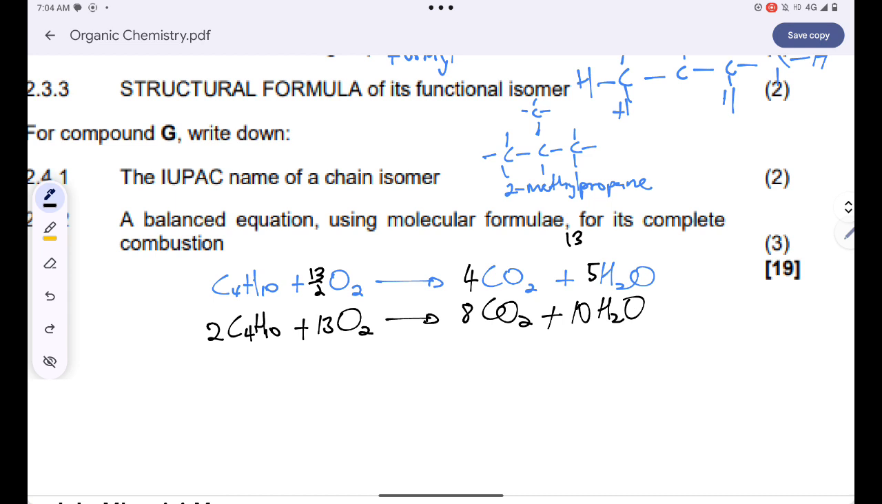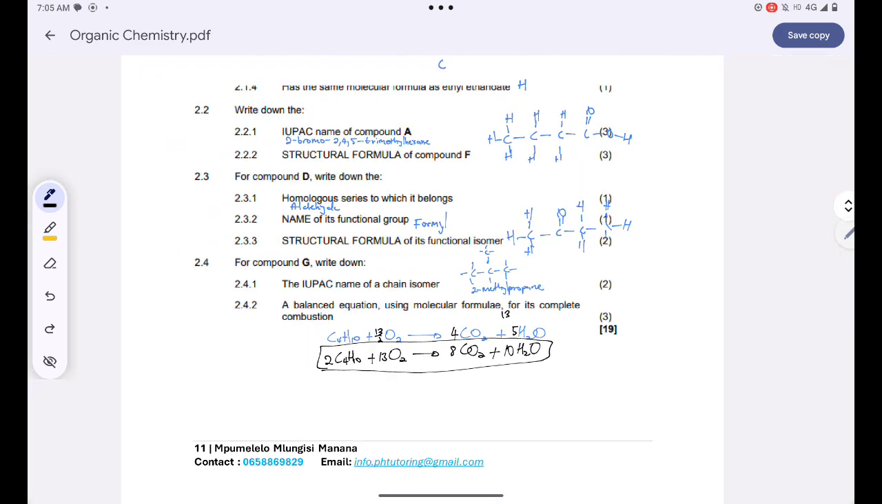Okay, let me see. How many carbons do I have on the left hand side? 2 times 4, that's 8. On the right hand side, I also have 8. How many hydrogens? That's 2 times 10, that's 20. On the right hand side as well, I have 2 times 10, which is 20. And then oxygens, I have 13 times 2, which is 26. And then on the right hand side, I have 16 plus 10, that's 26. So my equation is balanced. That's how, guys, I was supposed to tackle this question over here.